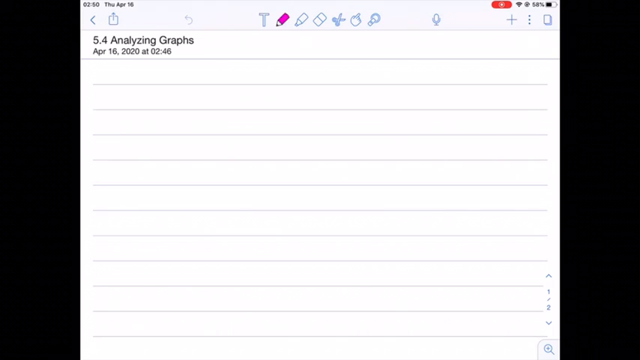So what are the features of a graph? We have some features here, 5, 6 or so, but the most important ones are the following. First, we need to determine the x and y intercepts.